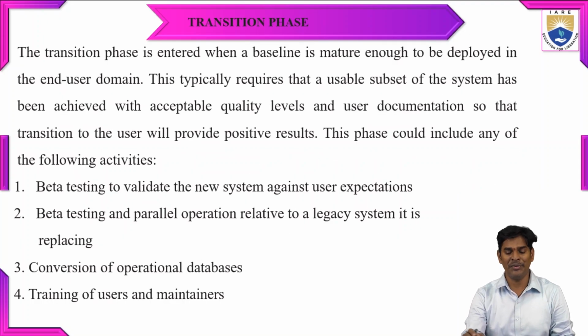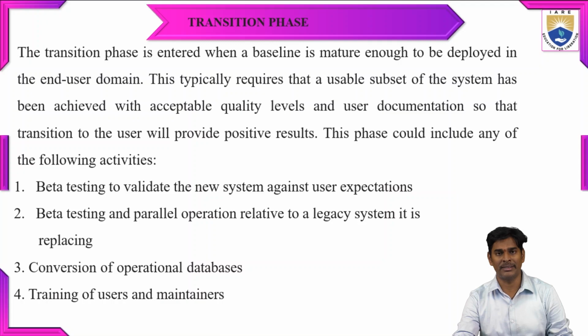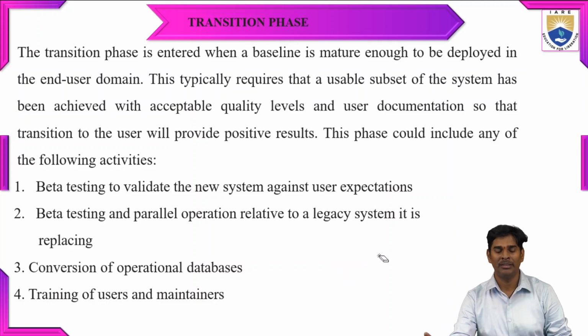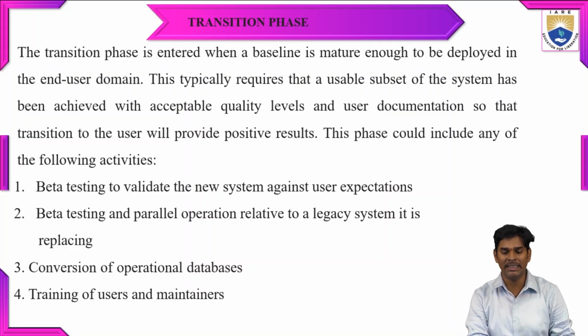Okay. And the last phase is the transition phase. This is the fourth life cycle phase, so we can call it the transition phase. In the transition phase, the requirements, implementation, testing and deployment have to be completed 100%, because this is the last phase, in which the software product needs to be deployed to the end users. Okay, the transition phase is entered when the baseline is mature enough to be deployed in the end user domain.